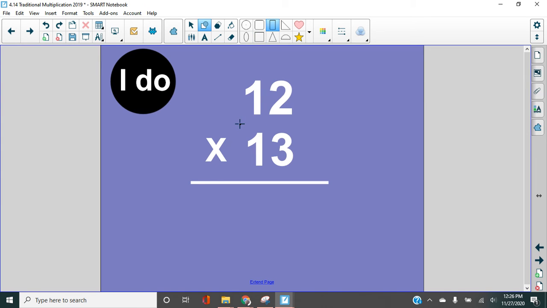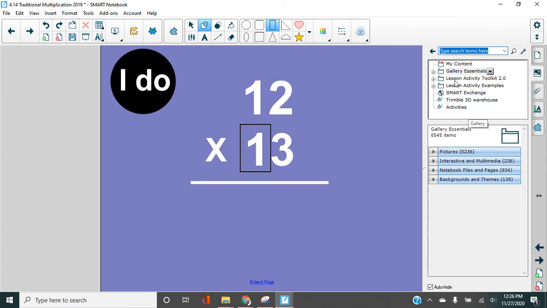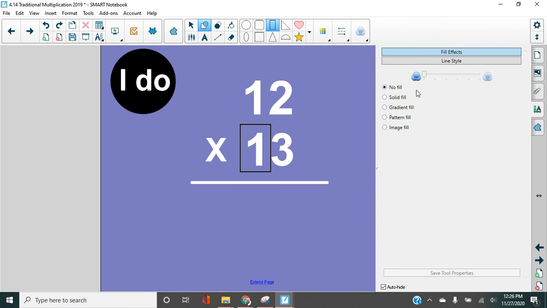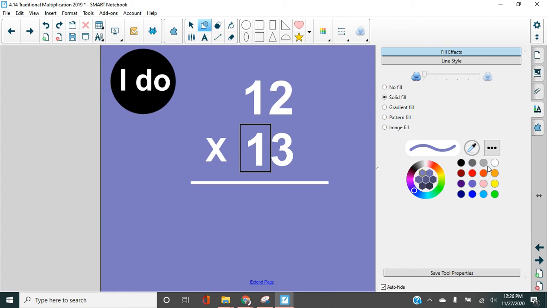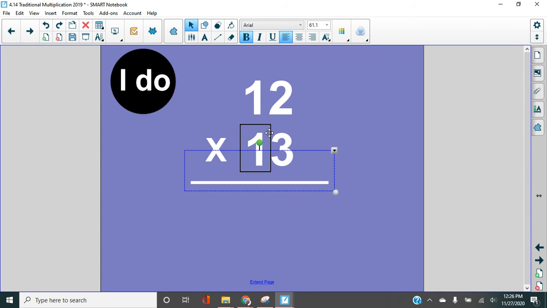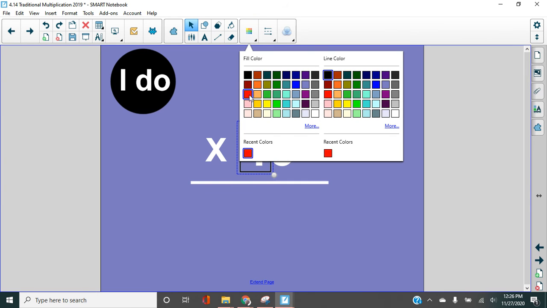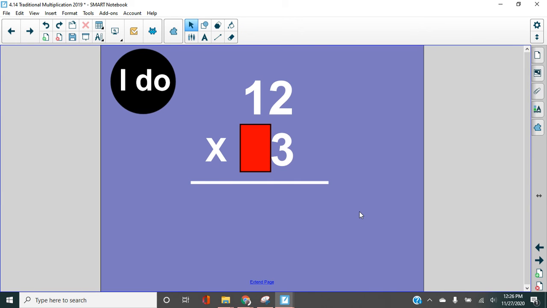Let's see, can I draw a square on top of that? Yep. Oh, looks like I have to fill it in. Fill it in, and it's gonna be red. Did it turn red? It didn't turn red. Why did it not turn red? I want it to be red. Aha, fill color, red.